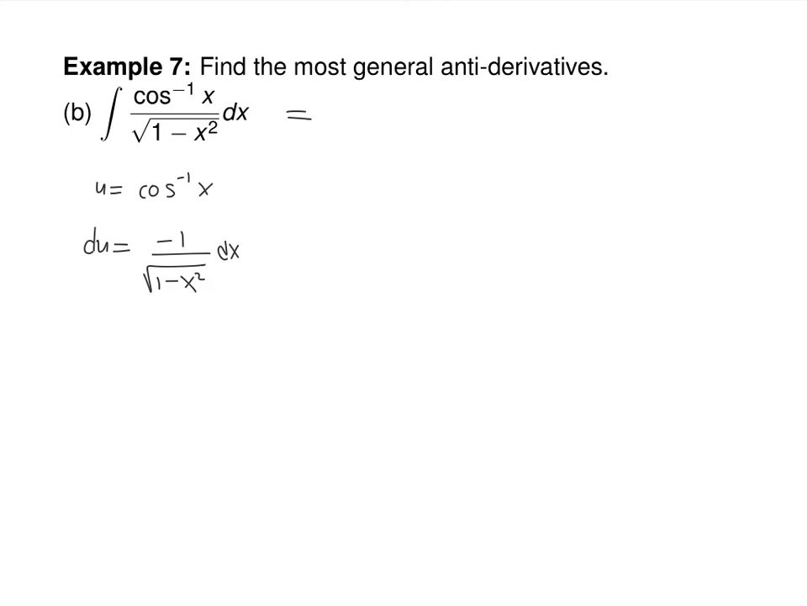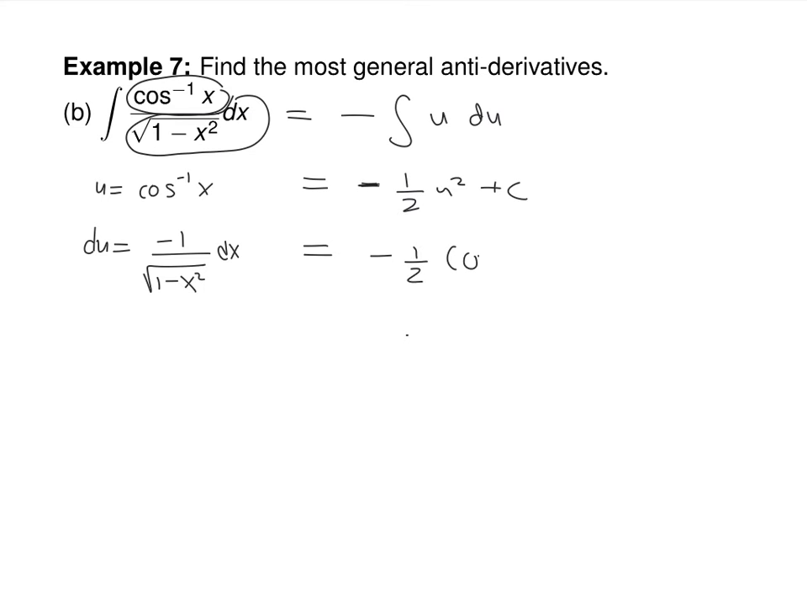So what we have now is negative integral of what? What is the cosine inverse replaced by? And the dx over the root of stuff is negative du. So what's the antiderivative of negative u? Negative 1/2 u squared plus c. So negative 1/2 cosine inverse x, the quantity squared, plus c. You could also say arc cosine, that'd be fine as well, same thing.